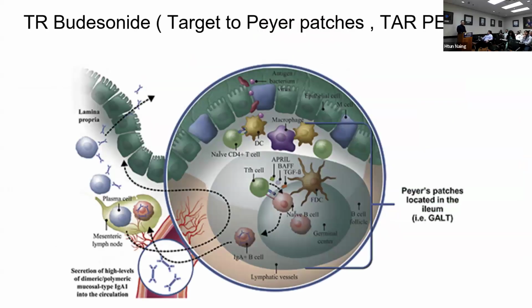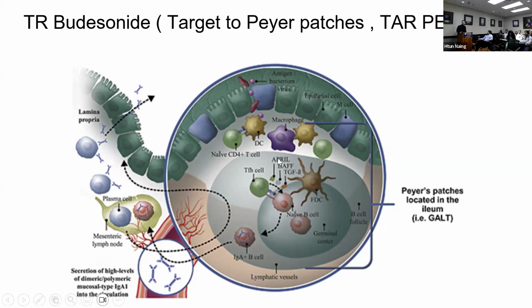So let's talk about the Capello. I think the name is really smart. The target to be so okay, Capello. So this is the medication, targeted release budesonide. You take it orally. It targets the lymphoid tissue of the ileum.